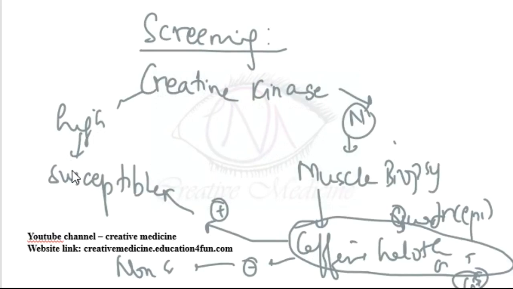If it is high, then the patient is susceptible. If creatine kinase is normal, then we do a muscle biopsy, in which you do the caffeine halothane contraction test. If the test is positive, then the patient is susceptible. If it is negative, then the patient is not susceptible. The caffeine halothane contraction test is the gold standard test.